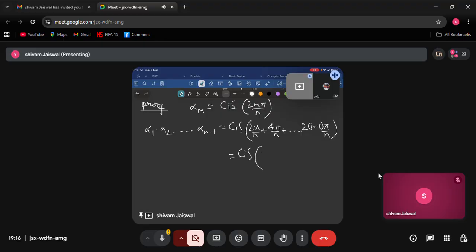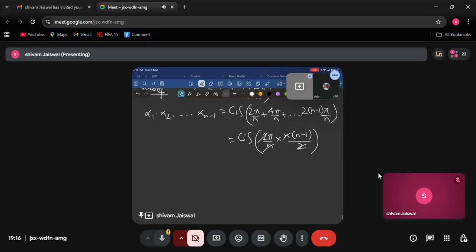Now see that this one is in AP, right everyone? Arithmetic progression with common difference 2 pi by n. So this will become 2 pi by n into n minus 1 by 2. You people are capable of calculating this. So when you simplify, what are you getting? You are getting an integral multiple of pi, n minus 1 whole pi. But it depends whether n is odd or even.